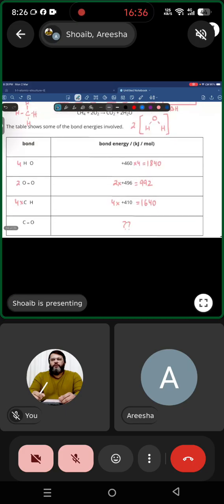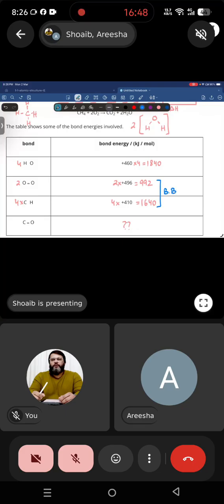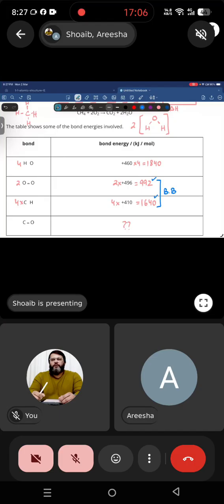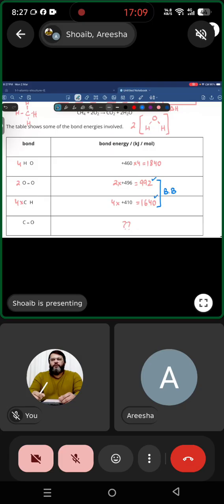Yes. So the bond breaking is oxygen and hydrogen. These are the two bond breaking, at these two values, 992 plus 1640, 2632.